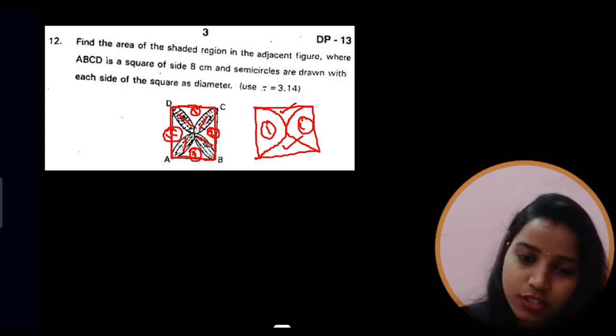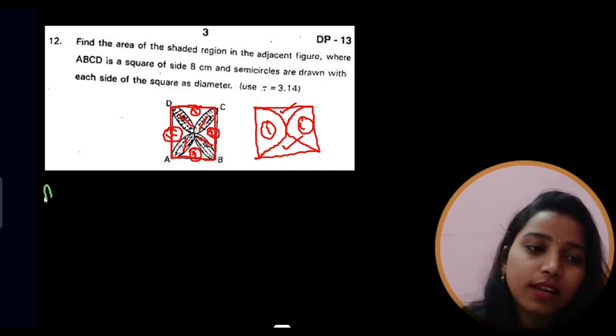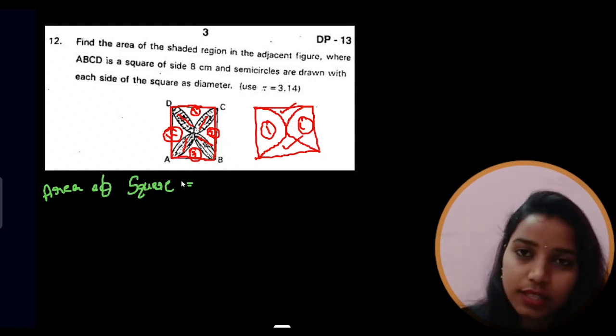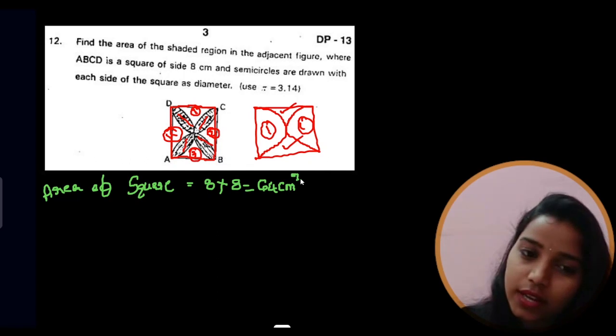Okay, let me first give you a small clarity on the first part. First, what is the area of the square? Area of a square is length into length, or side into side, that is nothing but 8 into 8. So simply it is 64 centimeters square, right?